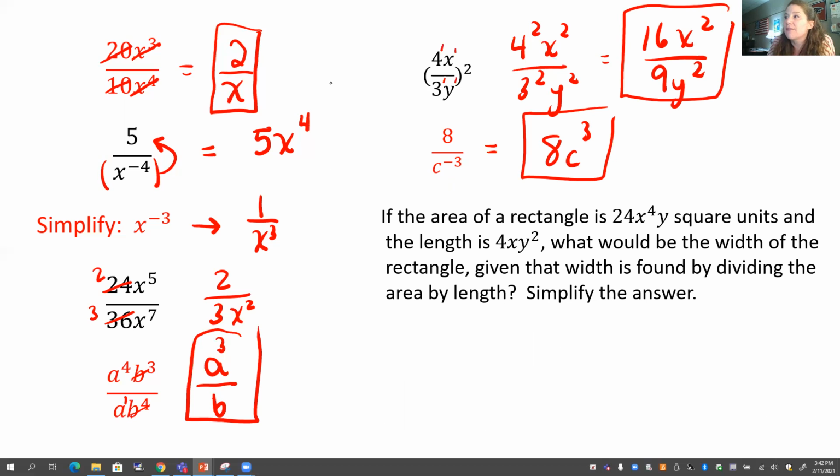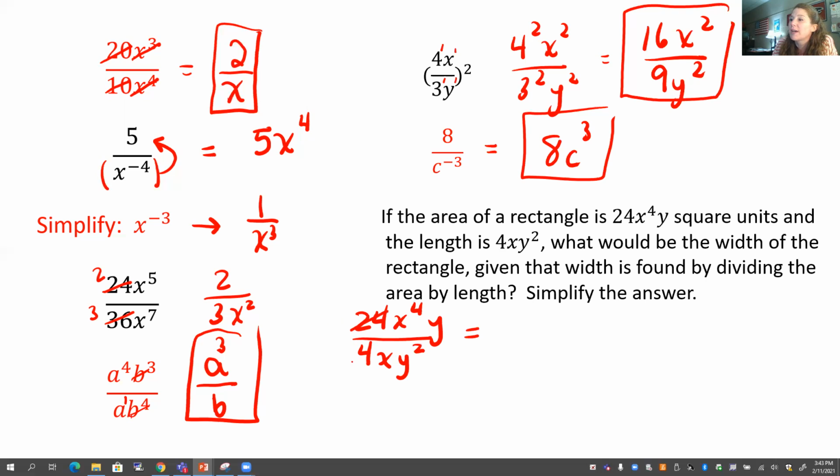This question says if the area of a rectangle is 24x to the fourth y square units, and the length is 4xy squared units, what would be the width of the rectangle, given that width is found by dividing the area by length? Well, we know our area, and we know our length. So it tells us in order to get the width, we're going to divide. So we're dividing our area by our length.